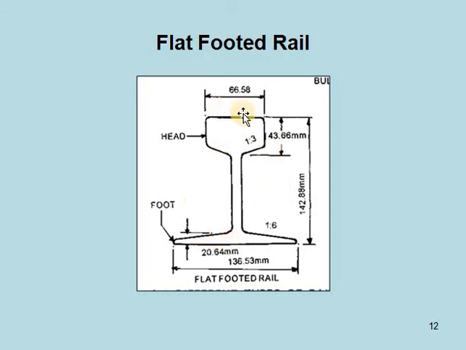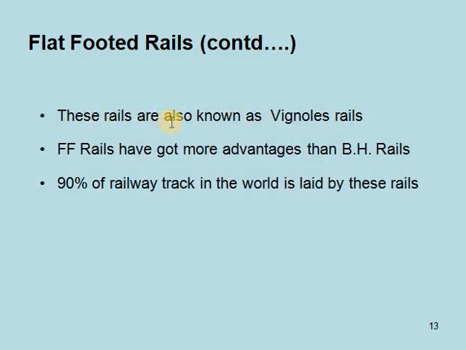Here the head is 66.58 mm and the bottom is 136.53 mm. The web thickness is 20.64 mm, here 43.6 mm, and the total height is 142.88 mm. These flat footed rails are used in our Indian Railways. They are also known as Vignolles rails, and FF rails have more advantages than bull headed rails. 90% of railway track in the world is laid with these rails, so you can see how important and how good flat footed rails are.